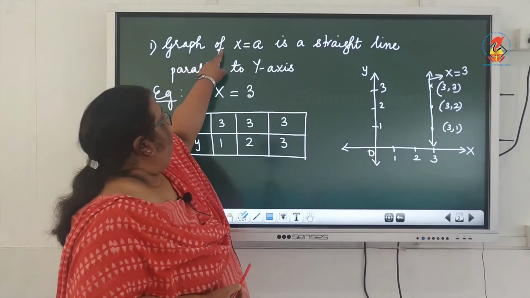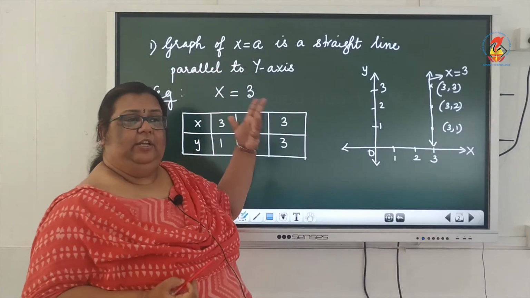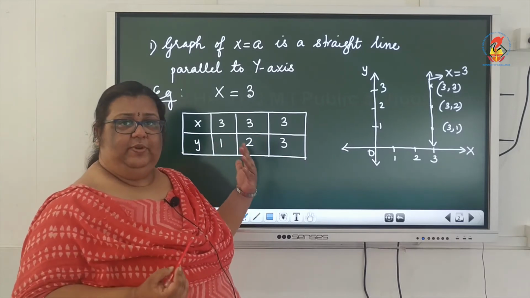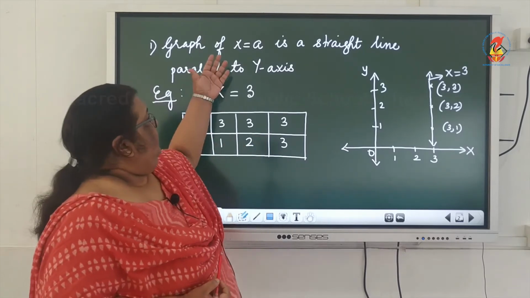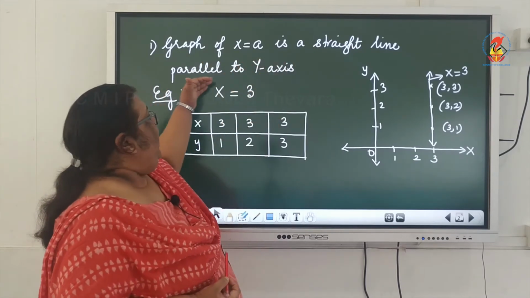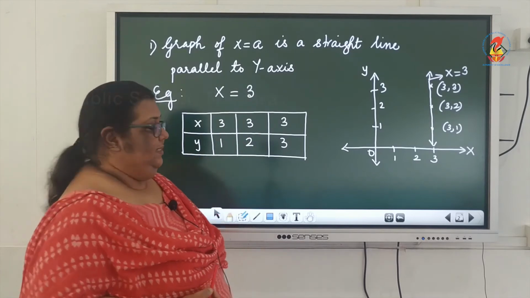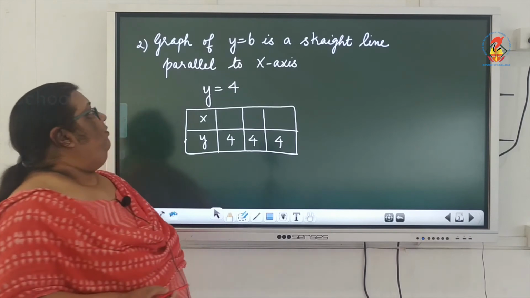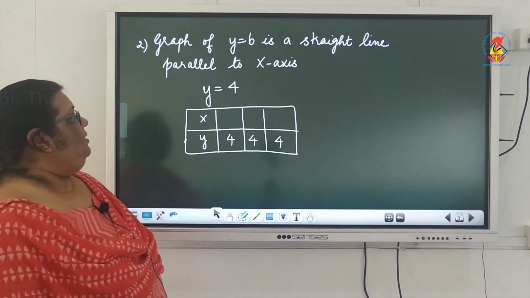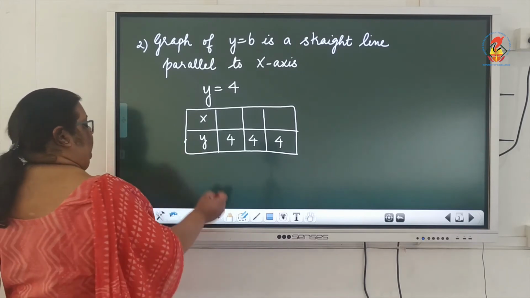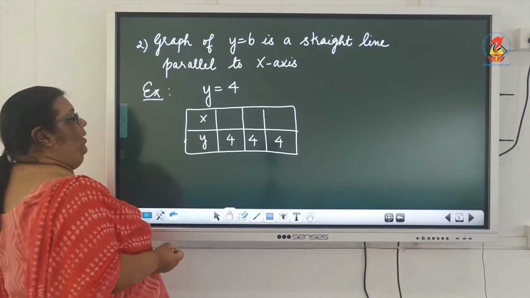So graph of x equals a, x equals 3, x equals 10, x equals 25, x equals -1. X equals any number will be a straight line parallel to y axis. Similarly, graph of y equals b is a straight line parallel to x axis. Example of the equation y equals 4.